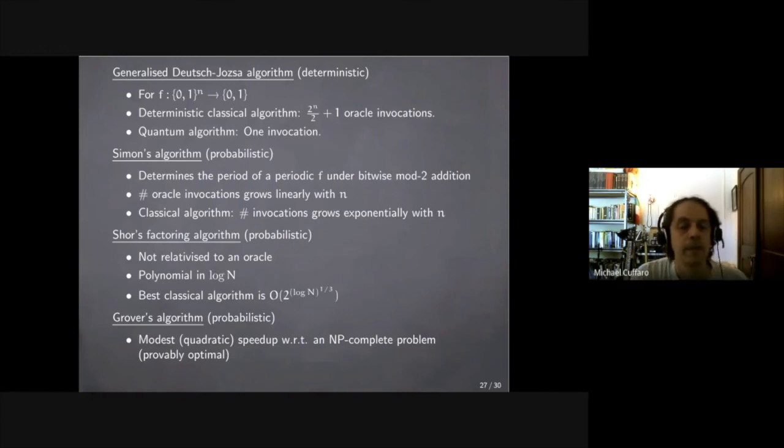So Grover's algorithm, which I'll mention last. What's not interesting about it is that the speedup is only modest. Rather than exponential like it is for Shor's or for Simon's, the speedup is only quadratic. But what is interesting about it is that it's a speedup with respect to an NP-complete problem. And unfortunately for the quantum computer, it's a provably optimal speedup. You can prove that you can't get better than that.